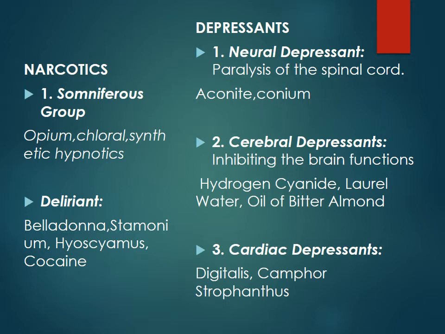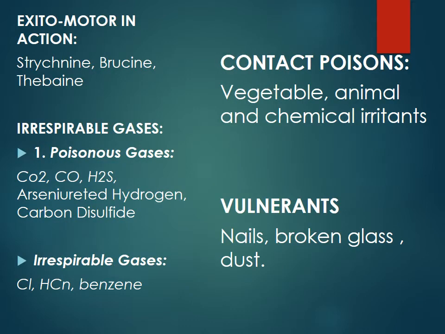Depressants like neural depressants, paralysis of the spinal cord, for example, aconite, conium. And then cerebral depressants, the effect is inhibiting the brain functions, like hydrogen cyanide, laurel water, oil of bitter almond. And then cardiac depressants like digitalis, camphor, strophanthus. Next is excitomotor inaction like strychnine, brucine, and thebaine.